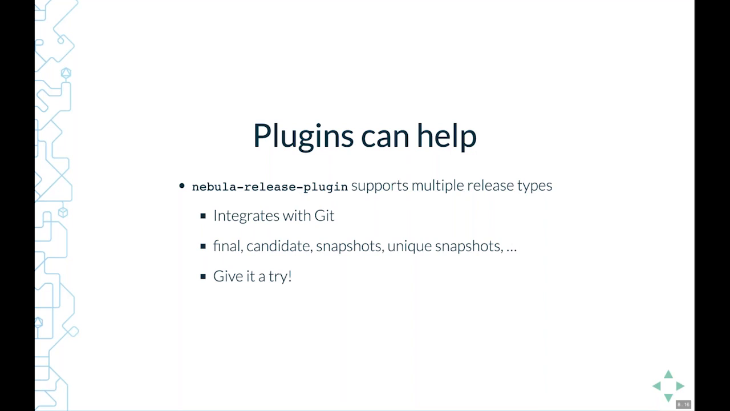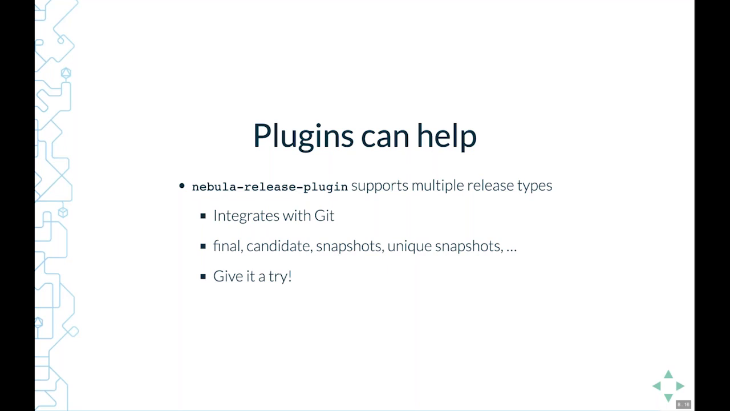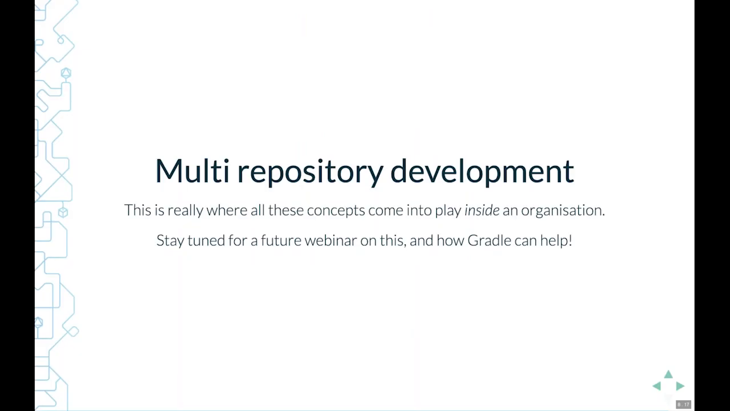And these plugins, what they do is they choose a path, they have opinions. So, for example, the Nebula release plugin will give you a number of options that the plugin authors deemed interesting. It integrates with Git, it will create versions that are named after your branches, it will allow you to create different kinds of releases, final candidates, snapshots, unique snapshots, etc. So that might be what you're looking for, because then you don't have to implement it in your build. And of course, the larger topic there is really the whole multi-repository development.